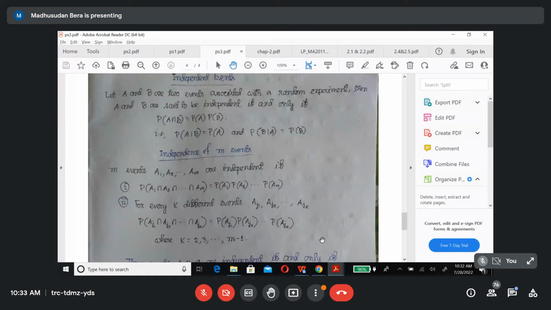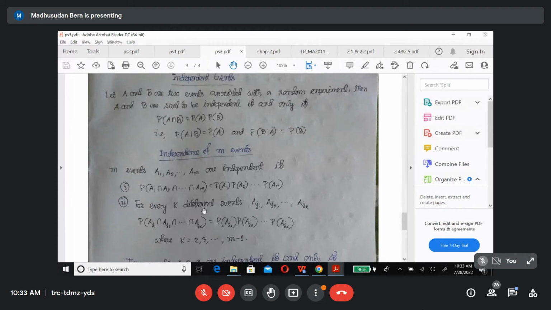So m events A1, A2, ..., Am are independent if we take the intersection of all of them at a time, that will be the same as the product of their individual probabilities. If we take the probability of the intersection of all the events, it is the same as the product of their individual probabilities. That is the first condition.